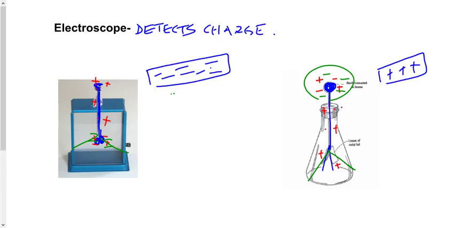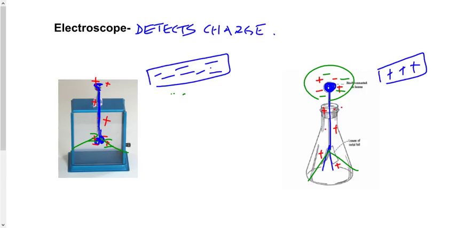They spread out. So what happens here when I bring a negative nearby? Spreads out. What happens when I bring a positive nearby? Spreads out. It detects charge. If the leaves or the pith balls spread apart, we know we have charge. Don't know how much charge we have, but we know we have charge. Don't know what type of charge we have, because the same thing happens with positive and negative objects being brought nearby. Don't know what kind we have, but we know that we have charge.